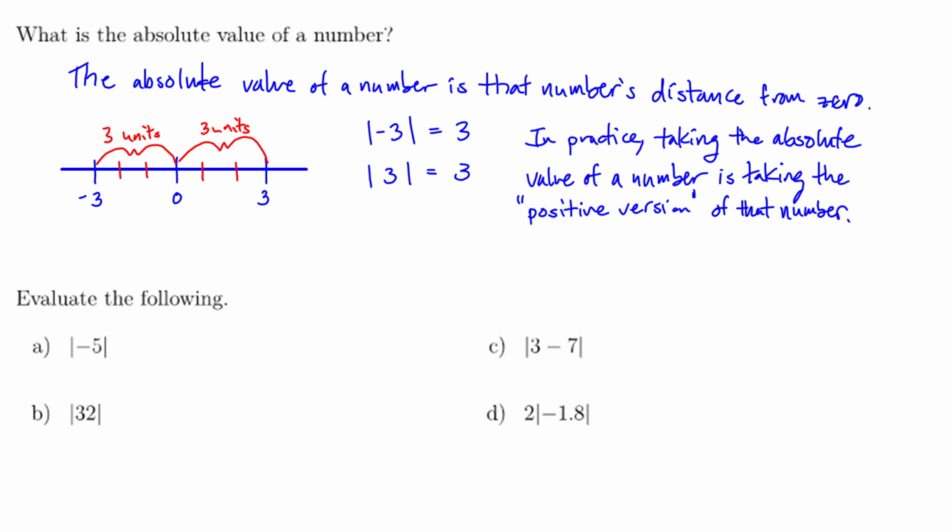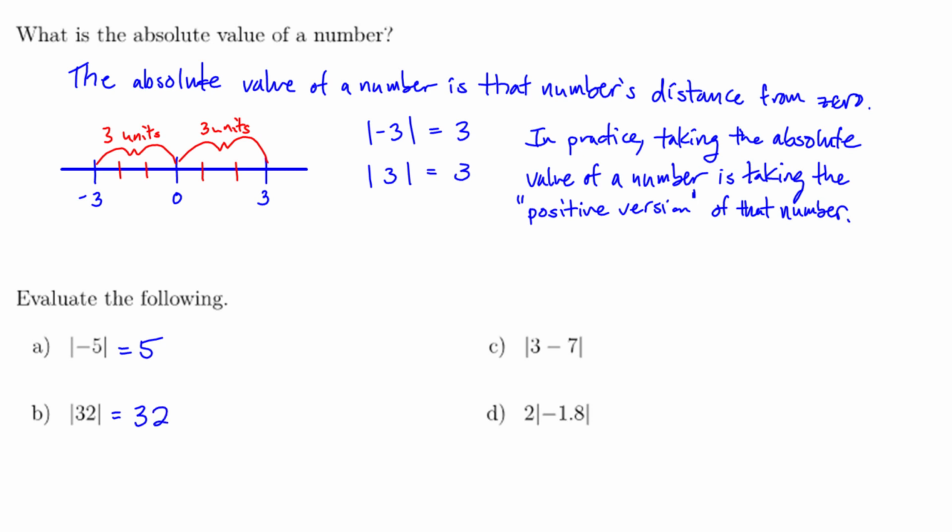To finish up, we'll go down and evaluate a couple expressions containing absolute values. So I can see in part A here that I have the absolute value of -5, and again, these straight vertical bars are denoting that we're using the absolute value here. So the absolute value of -5, again, if I think of the positive version, or that distance from 0, it's just going to be +5. Next, I have the absolute value of 32. 32 already is a positive number, so it's just going to be +32.